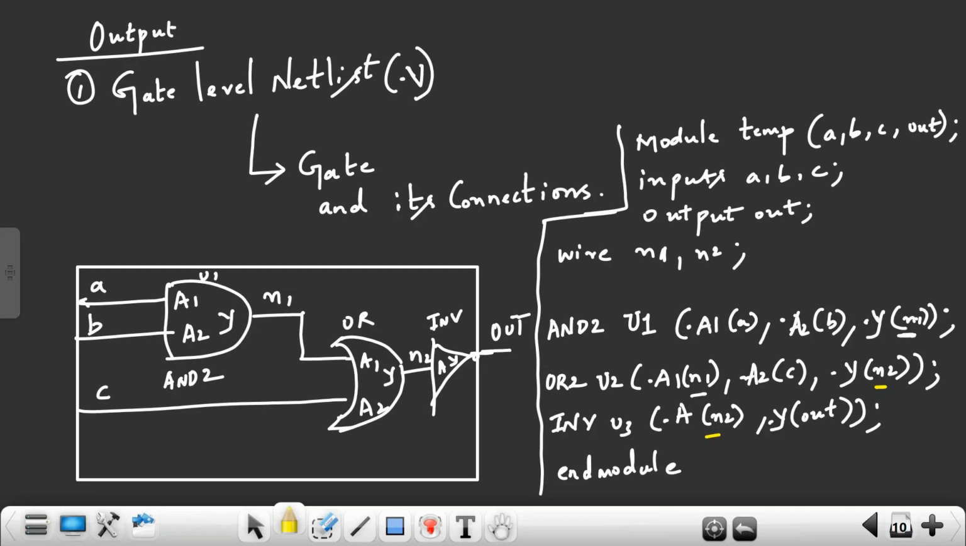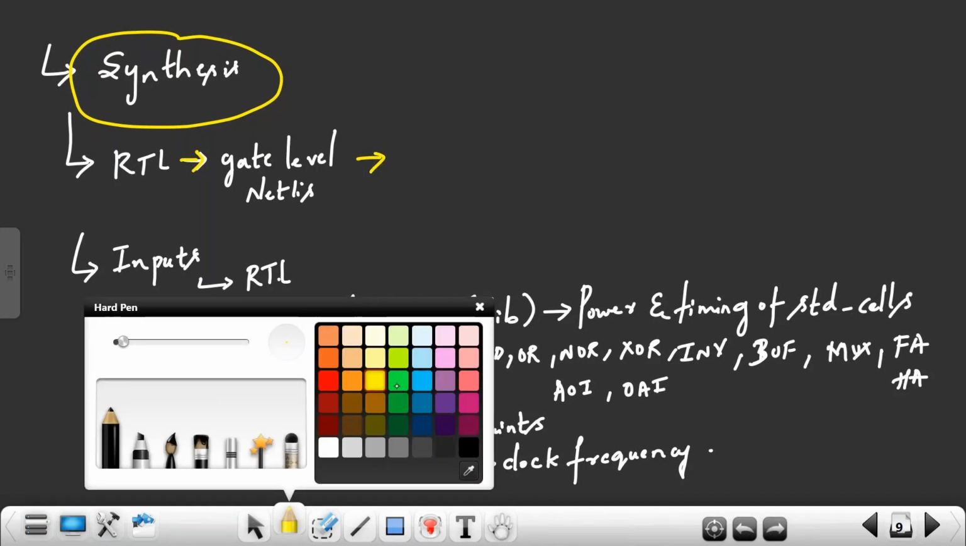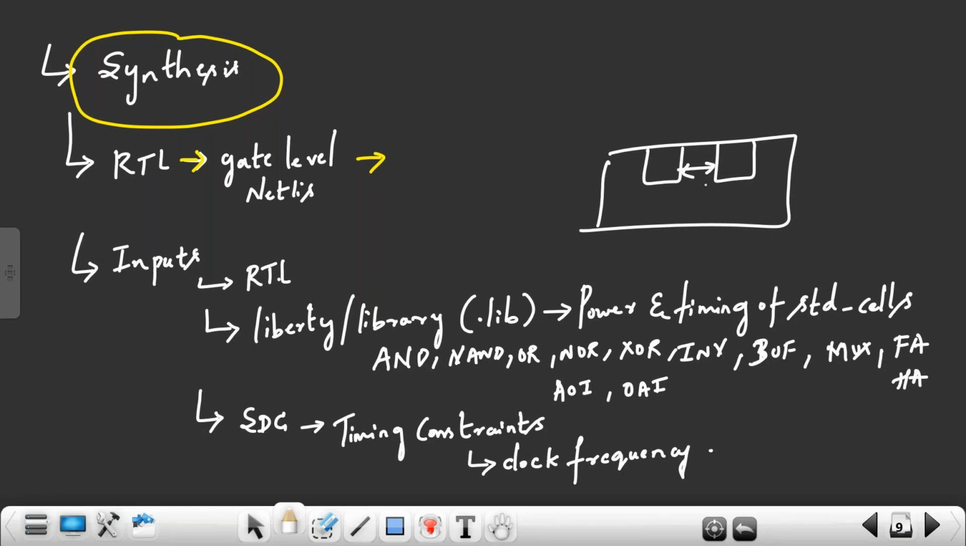Now here comes the question: what is technology independent? What is technology dependent? So your RTL is technology independent. First of all, what is technology? If I call 7 nanometer technology, what is the meaning of it? The distance between your source and drain is what? That is called as technology. Channel 7 nanometer means distance between source and drain is 7 nanometer. Channel length is called as technology.